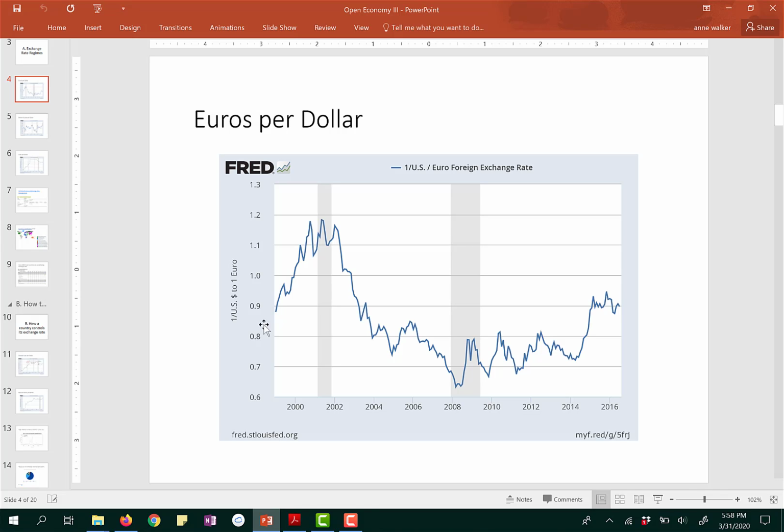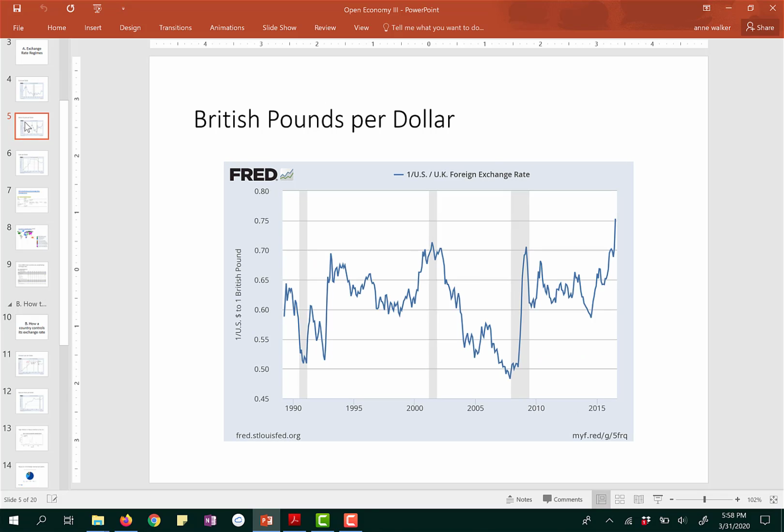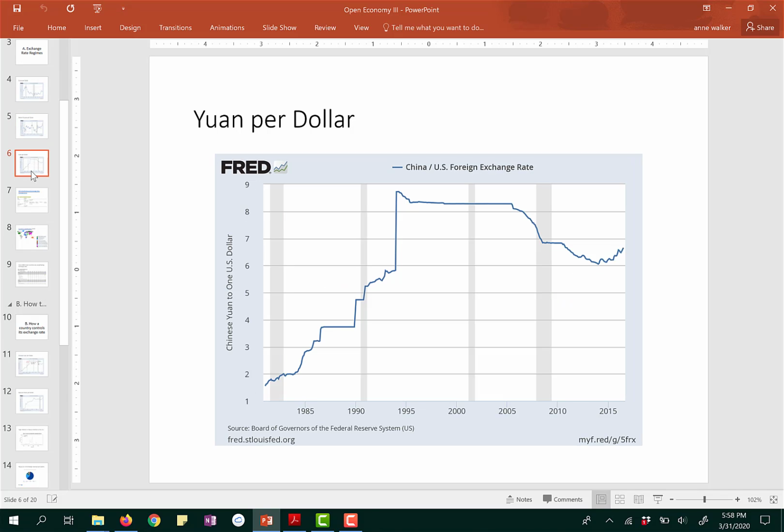When you look at certain exchange rates, like for example, euros per dollar, Great British pounds per dollar, you can see the pattern looks relatively random. When you look at the exchange rate between the Chinese yuan and the dollar, there's definitely long stretches that are highly unlikely the result of random market activity. So the yuan is an example of an exchange rate that is controlled or fixed, as we say.